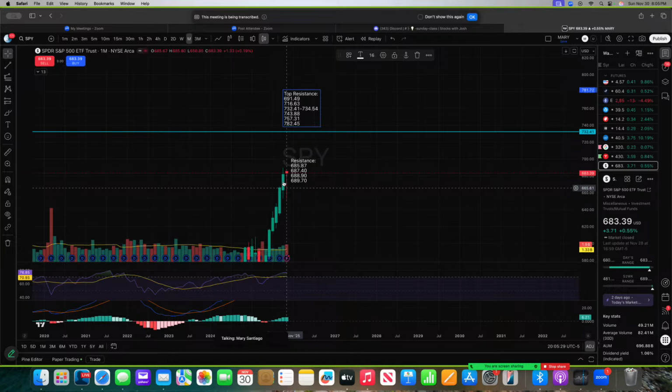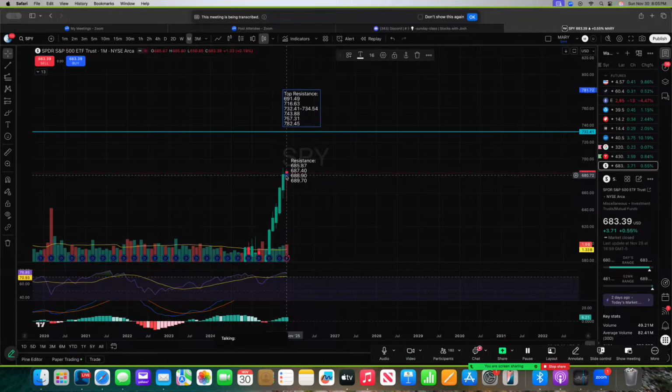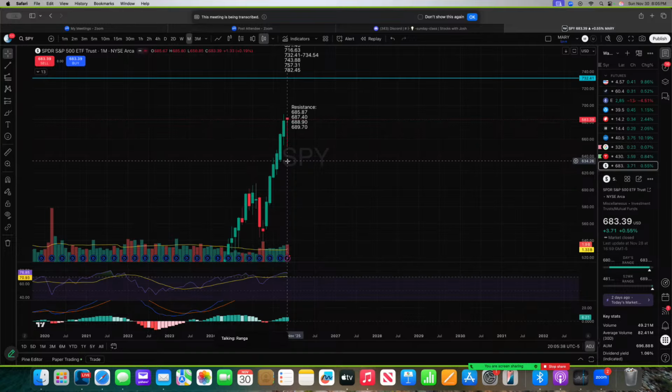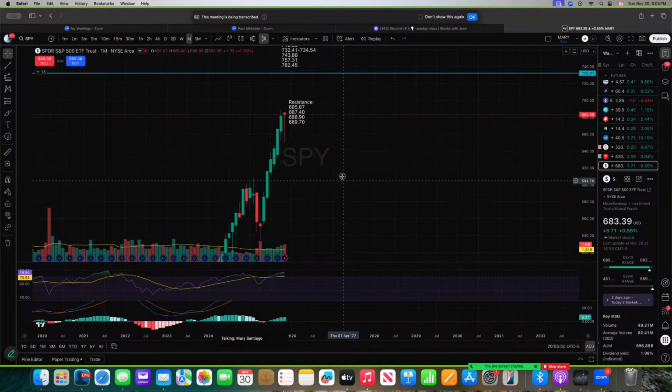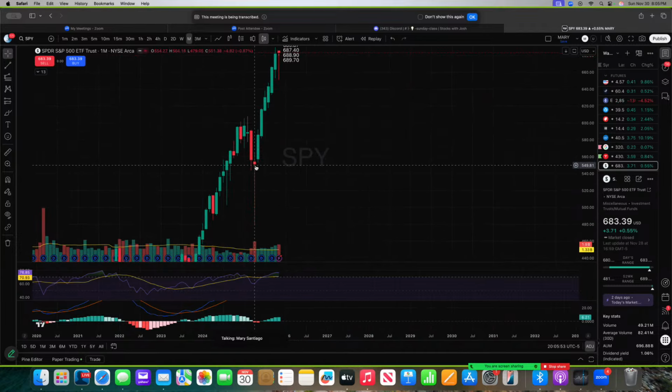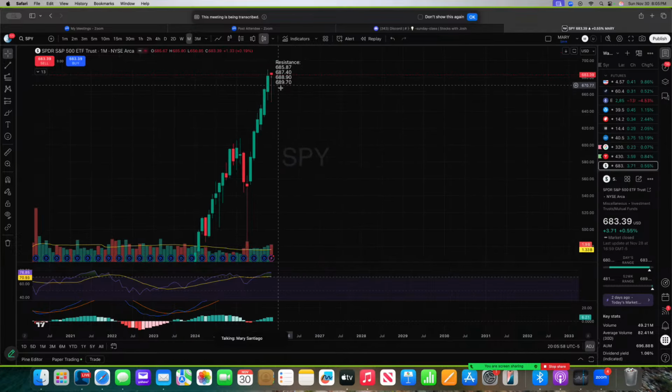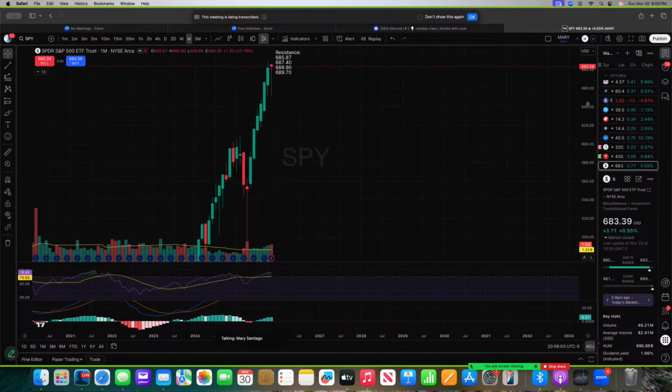But what candle is this, by the way? Hanging man. Evening star. Hammer. Hanging man. That is a hanging man. A hanging man is when there's an uptrend and there's a reversal. This is not a hammer. A hammer is on the bottom. Okay? If this is on the top, it's a hanging man. A hanging man is a possible reversal to the downside.